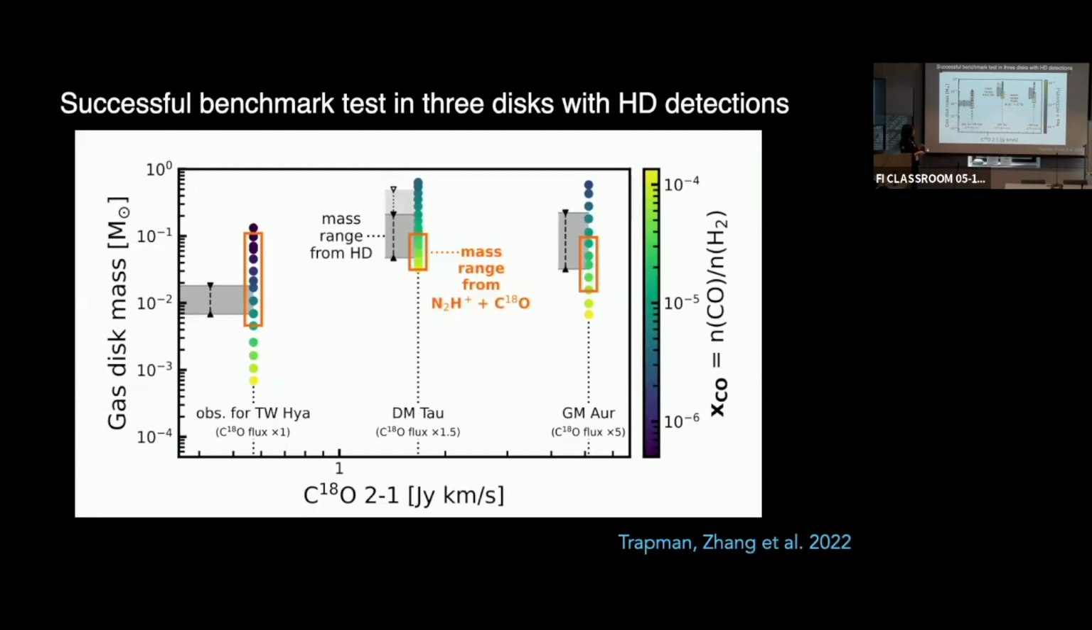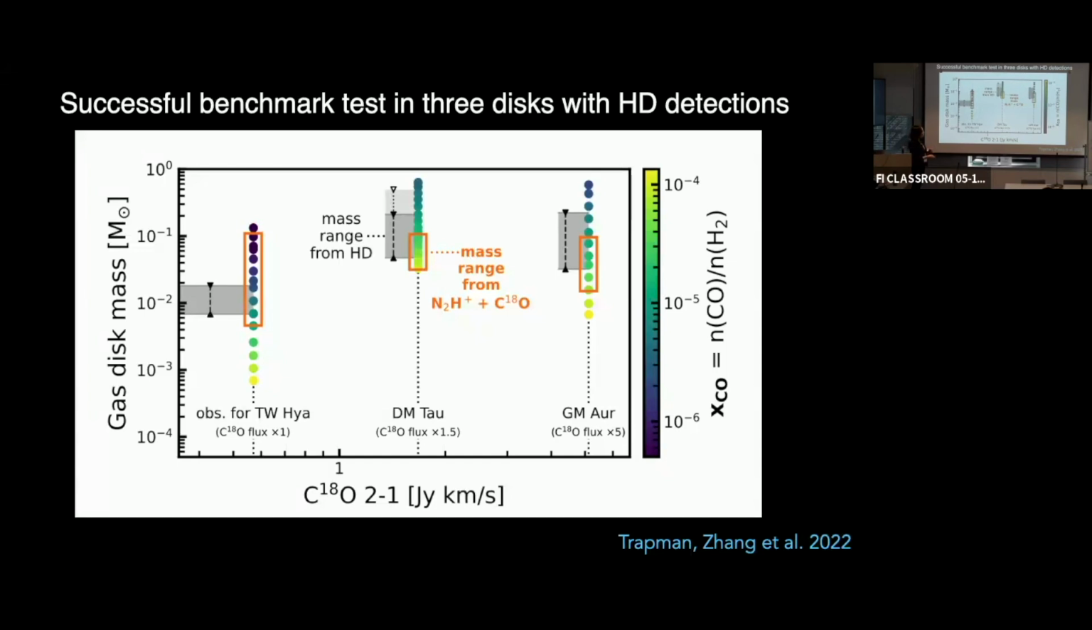Okay, so this is showing you the gas disk mass. Those colored dots are what you get if you just take the CO line flux measurement and convert it to gas mass. Because the CO to H2 ratio has 2 orders of magnitude uncertainty, you will have 2 orders of magnitude uncertainty in your gas mass. So those colored dots show you the possible range of the gas mass for each of the 3 disks.